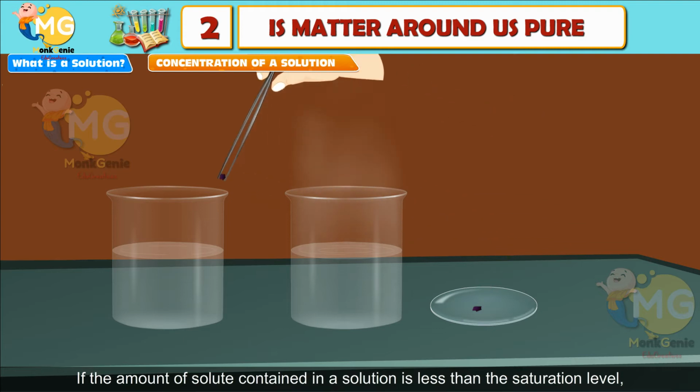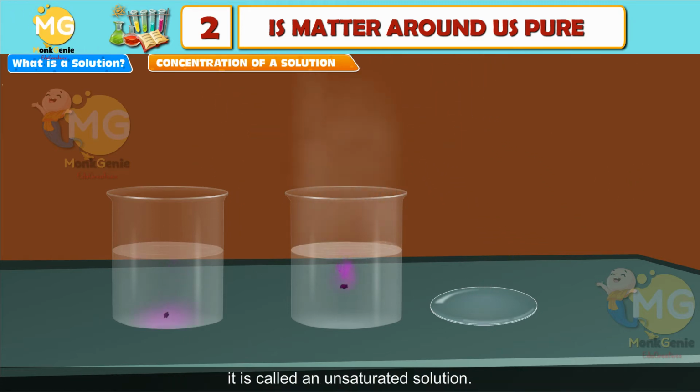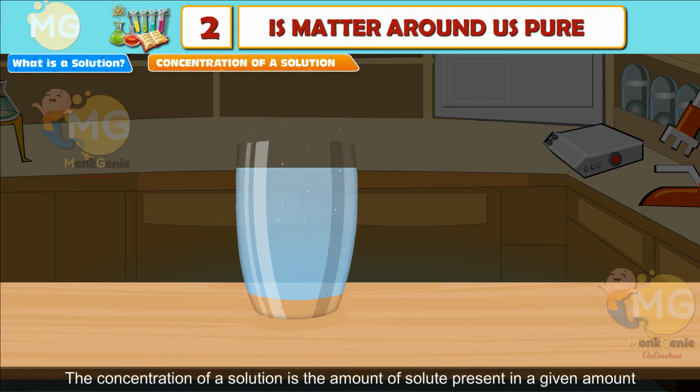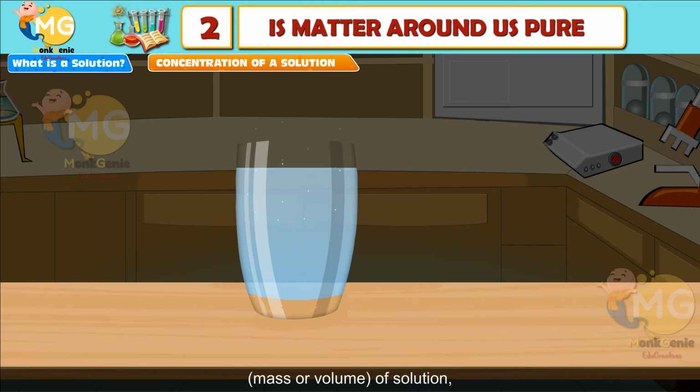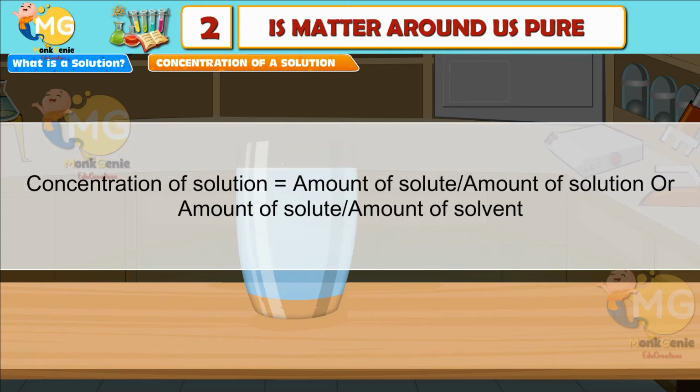If the amount of solute contained in a solution is less than the saturation level, it is called an unsaturated solution. Different substances in a given solvent have different solubilities at the same temperature. The concentration of a solution is the amount of solute present in a given amount, mass or volume of solution, or the amount of solute dissolved in a given mass or volume of solvent.